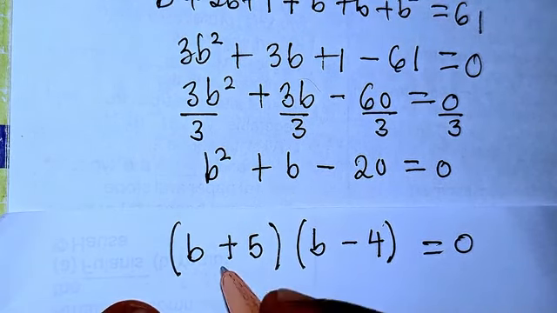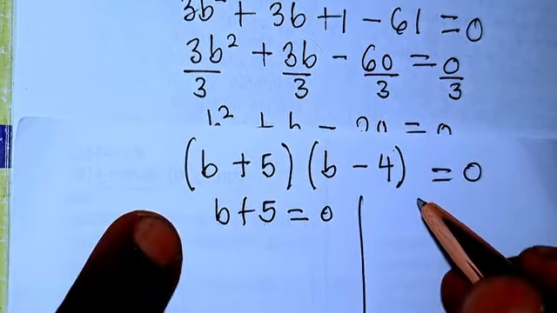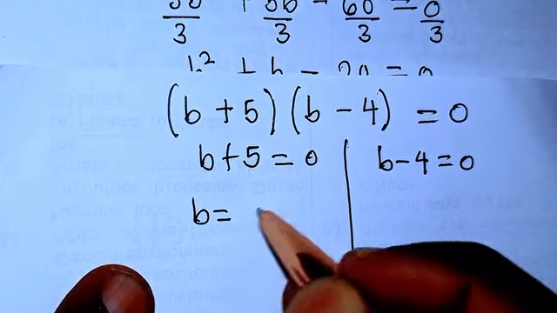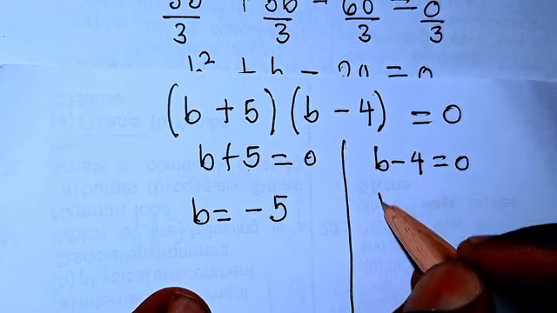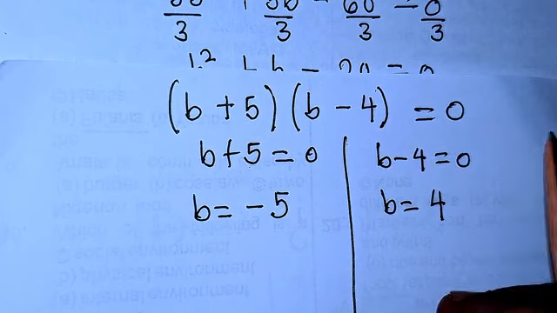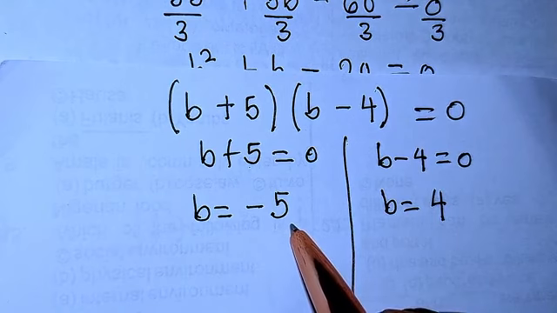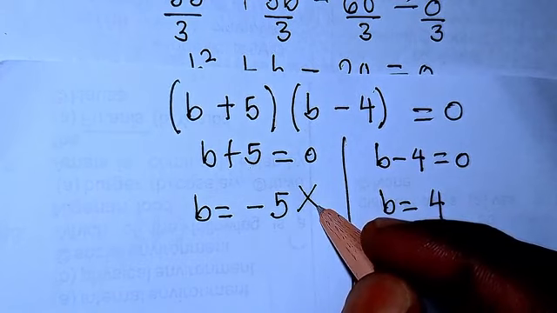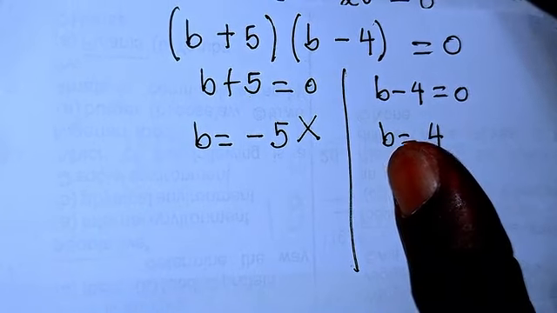So therefore we have b plus 5 equals 0, or b minus 4 equals 0. So b equals minus 5, and b equals 4. Okay, so therefore for a plus b, since we have b to be minus 5 and b to be 4 here, what we are going to do is discard this one, because it's giving us a negative.